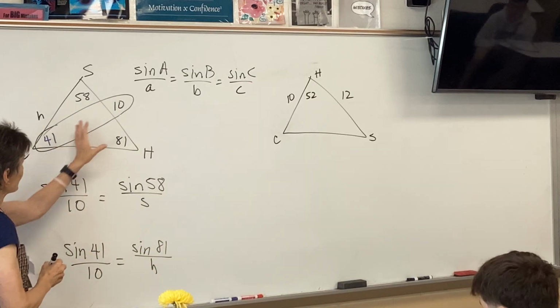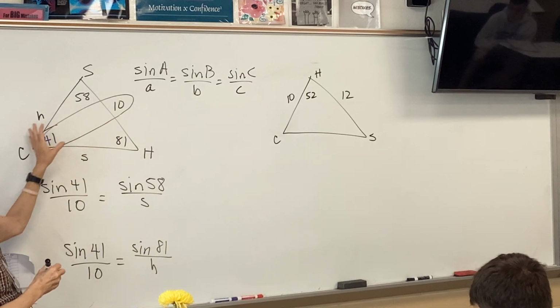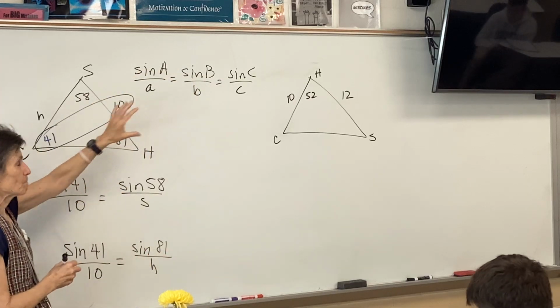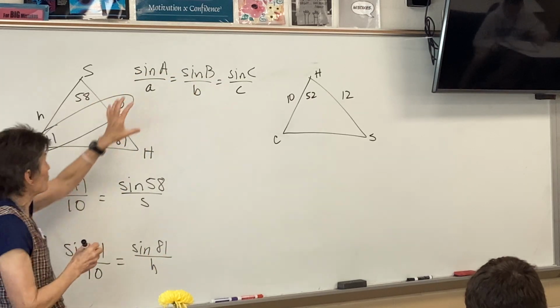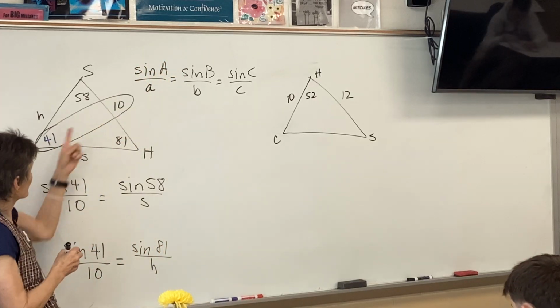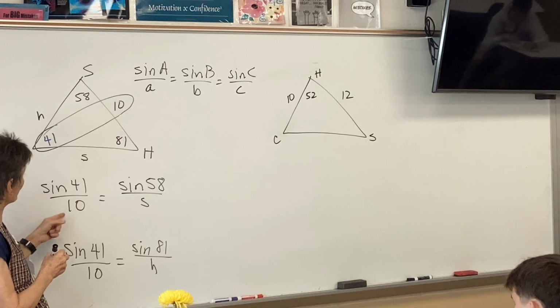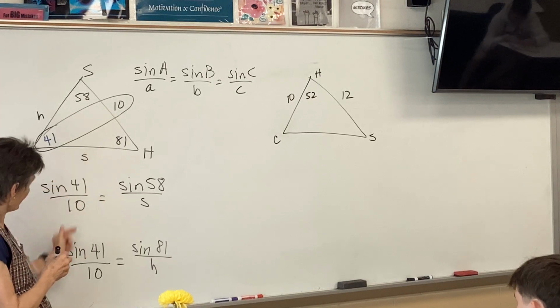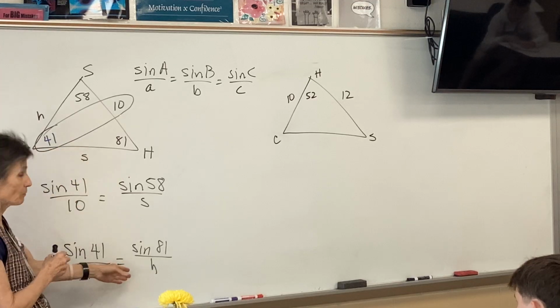So this is the key right here to using the law of sines. The law of sines is simply proportion. And in order to use it, you have to know one of the fractions. So we knew this one. So sine 41 over 10, sine 58 over S, sine 41 over 10, sine 81 over h.